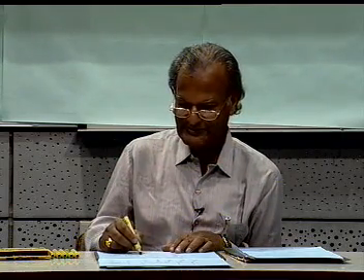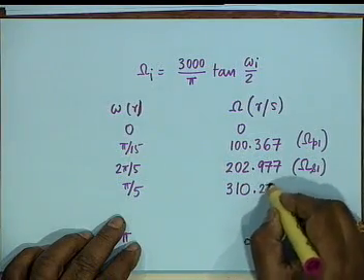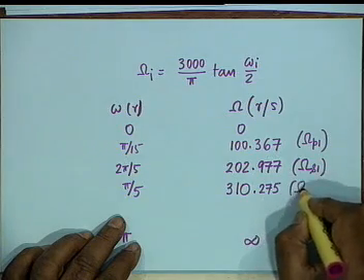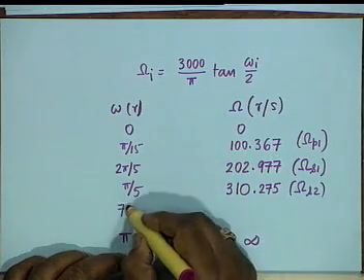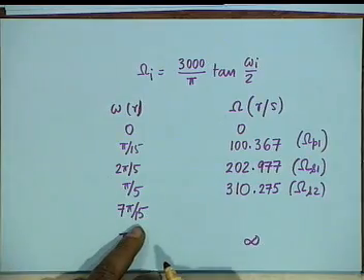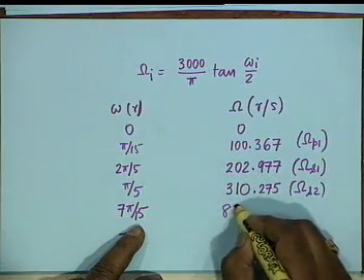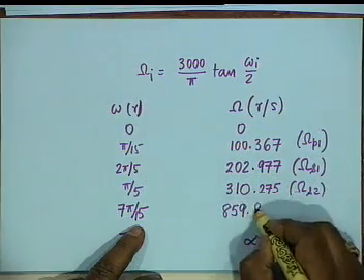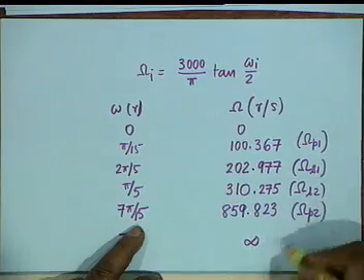Pi by 5 comes, you see the deviation increases, 310.275. This is omega S2, and 7 pi by 15, that's the last frequency that you have to calculate, and instead of 700 it comes as 859.823. This is omega P2. Okay.